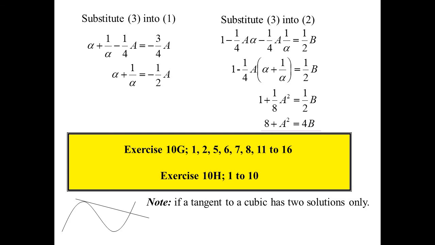Little note there. If a tangent to a cubic has 2 solutions only, it must look something like that. So that will be the double root, where the tangent meets. Where it cuts, it'll be the single root. And that goes back to that idea of the roots behaving at the point of intersection like the power.